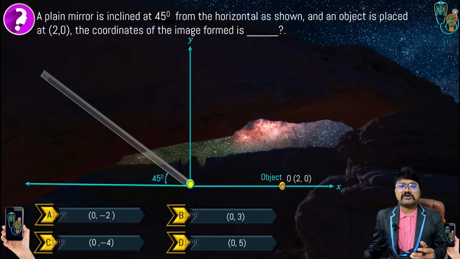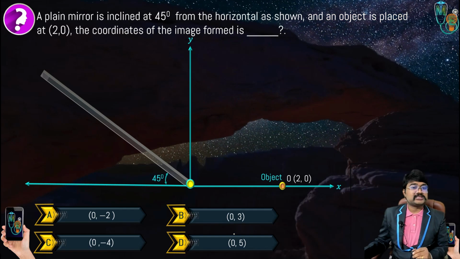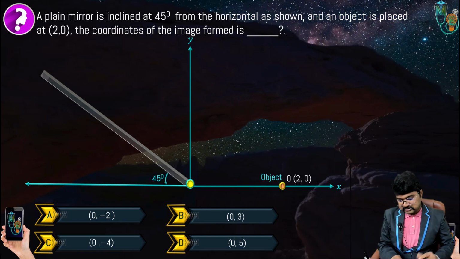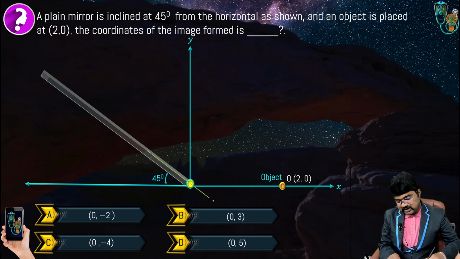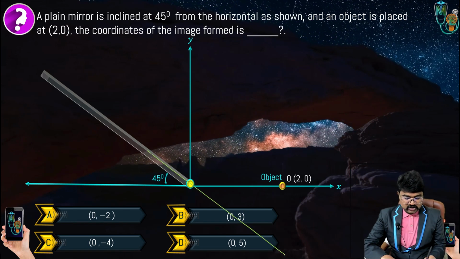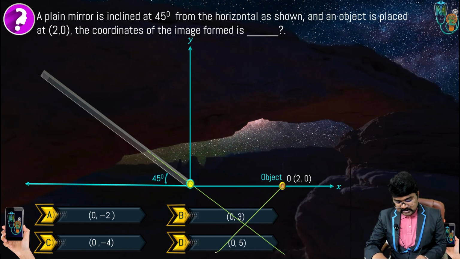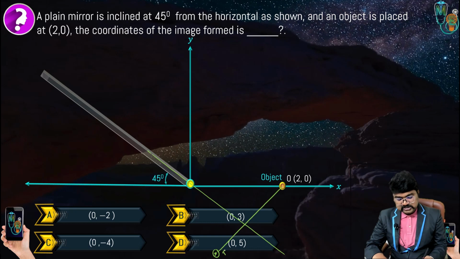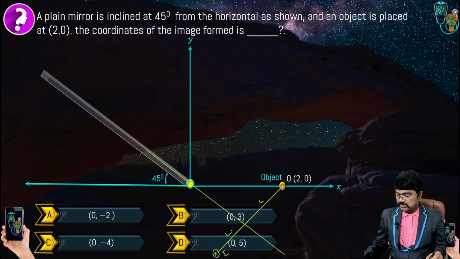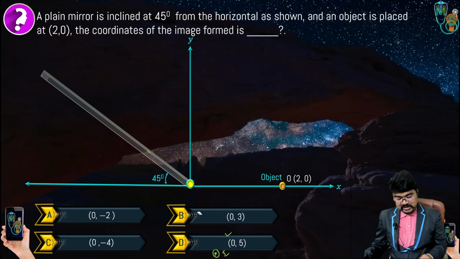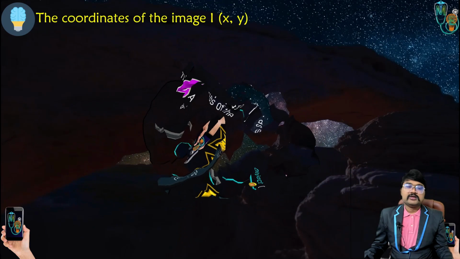Here the procedure is what? We need to draw a perpendicular. We need to project the point object. That means we need to extend this and draw the perpendicular. Then the image will be formed here. Understood? So you can easily calculate the coordinates of the image by using this procedure. Try to solve this problem.